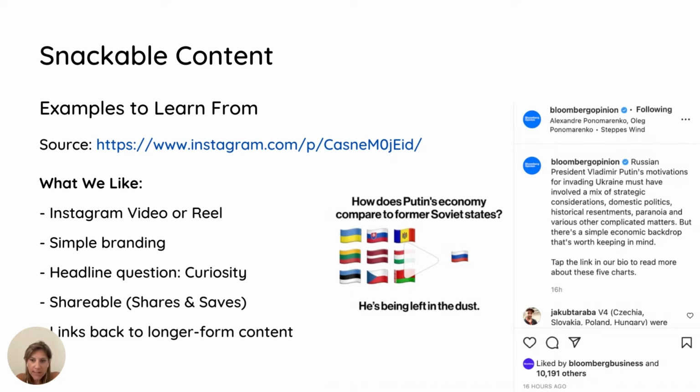Last point on this is that in the caption description, you will notice that they have added "tap on the link in the bio to read more about these 5 charts," which means that this link actually takes you back to a longer form content.